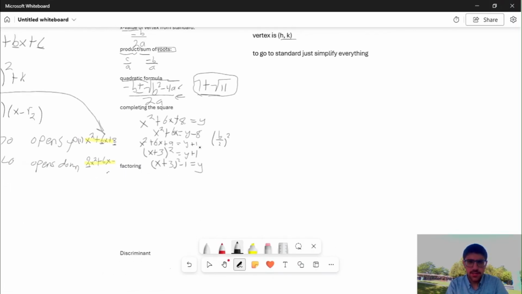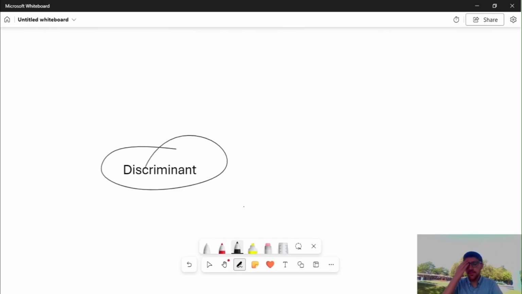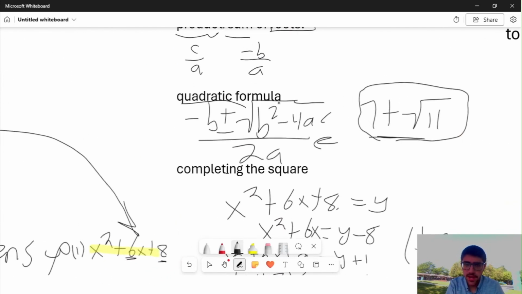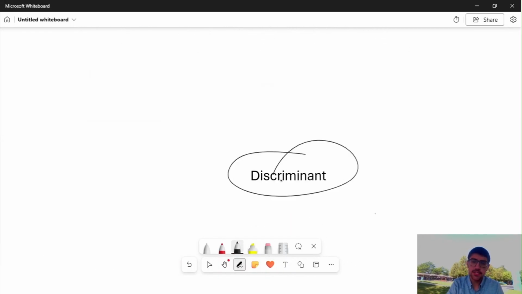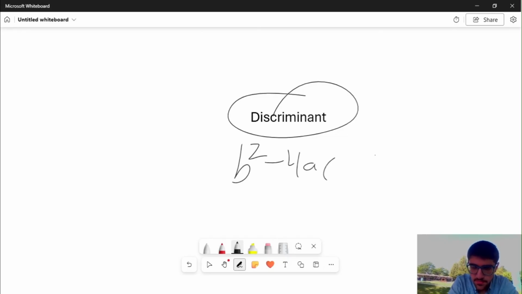And that's it. Oh, sorry, I forgot to go over the discriminant. So that's the last important thing for the standard form. So what is a discriminant? The discriminant is the thing under the radical in the quadratic formula. b squared minus 4ac. So what is this going to tell us? You need to know this one. I mean, there are other ways, but it's very good to just know it. So b squared minus 4ac is what it is. And what does it tell us? Basically, it tells us the number of solutions.